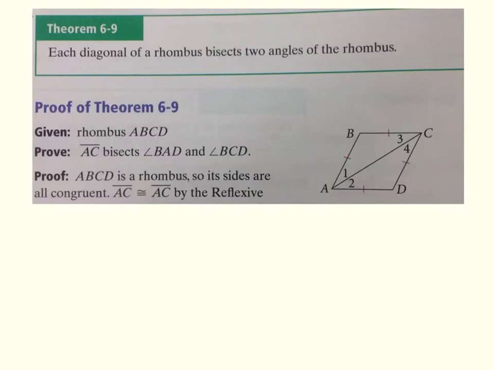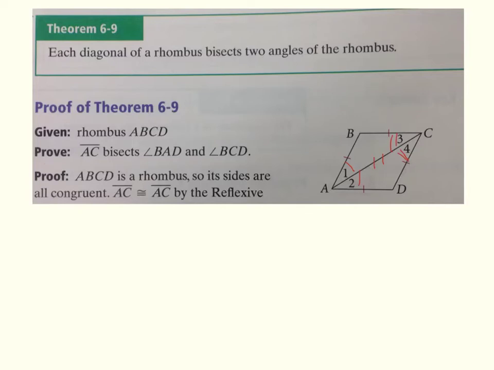First, we're going to begin by getting both triangles congruent. AC is congruent to itself by reflexive, so the triangles are congruent by SSS. Well, if the triangles are congruent, then we can say that angle 1 is congruent to angle 2 by CPCTC. So we can say AC bisects angle BAD by definition of an angle bisector. And if the triangles are congruent, then we can say angle 3 is congruent to angle 4 by CPCTC. And if 3 is congruent to 4, then AC bisects angle BCD by definition of an angle bisector also.